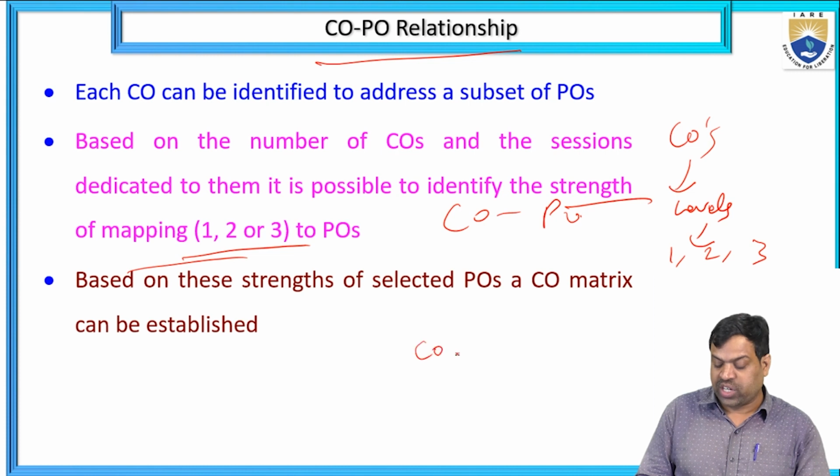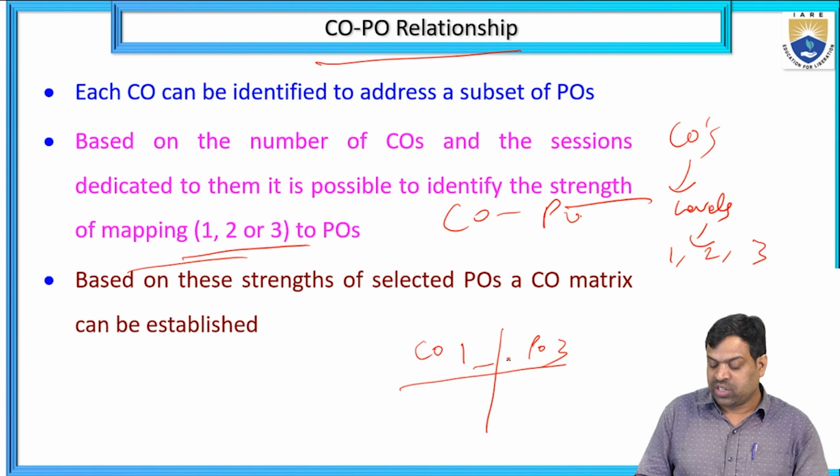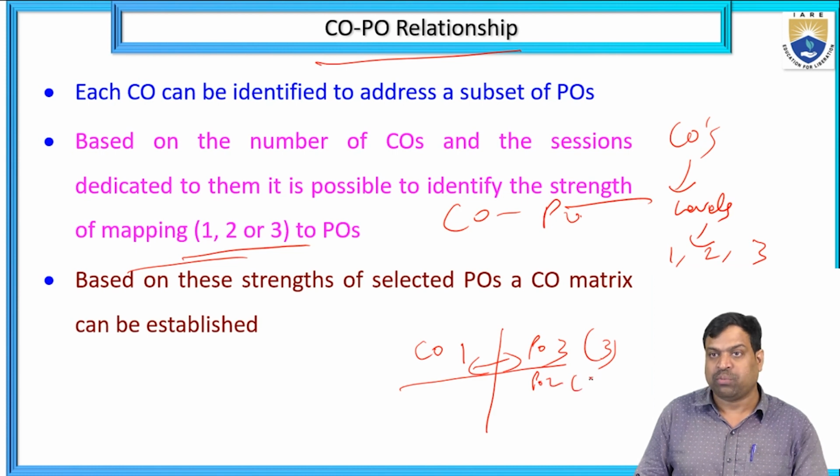So suppose I wrote CO1, and it is related to PO3. CO1 is related to PO3, but how much? What is the rating you are giving? That means strength. Suppose I am giving a strength of 3. For PO2, it is not in depth, it is only partially related to CO1. Okay, you can give 1. It is just the basics of this PO that will be mapped. Okay, you can give 1. So how much strength is there between CO and PO?